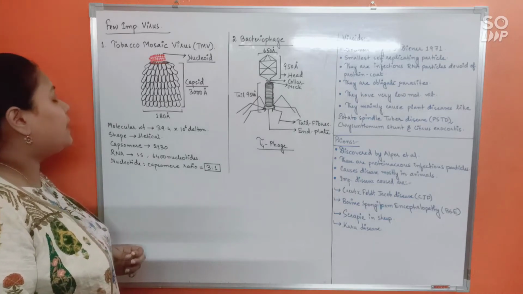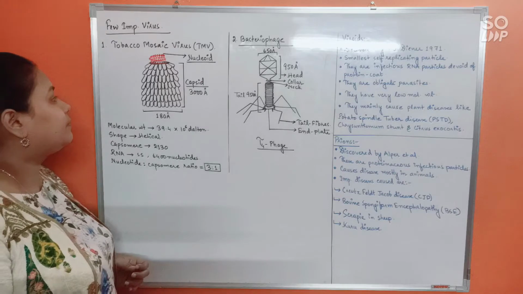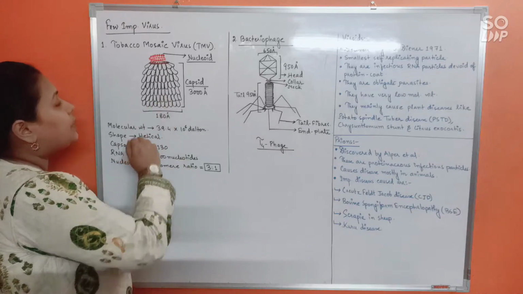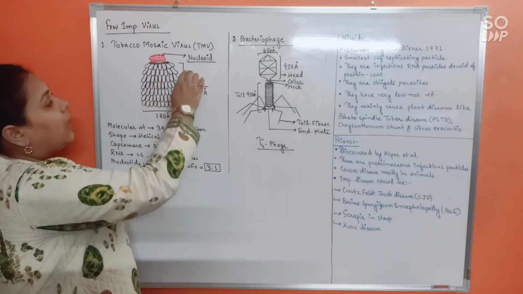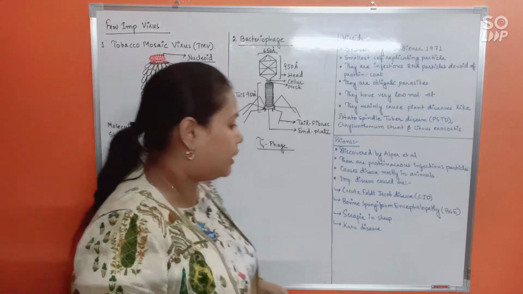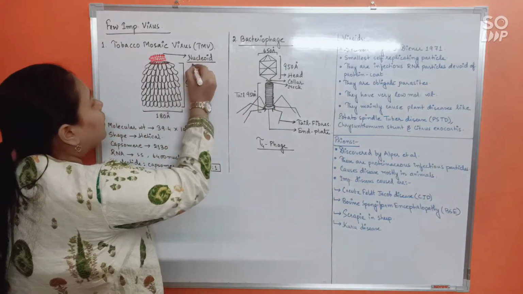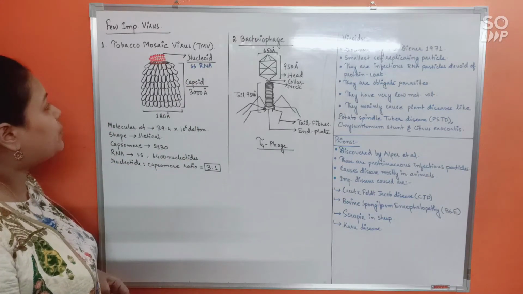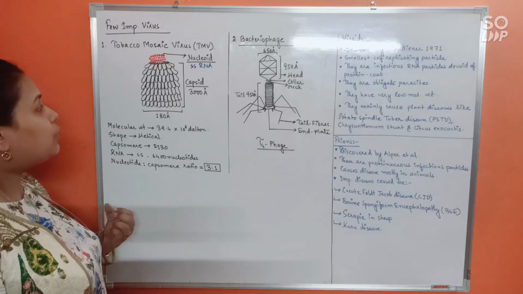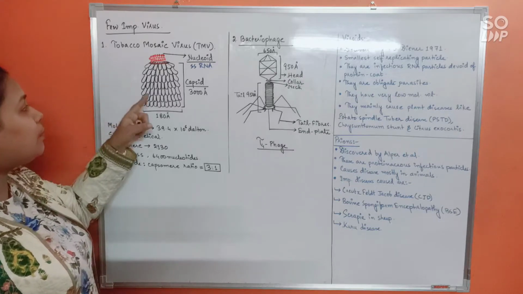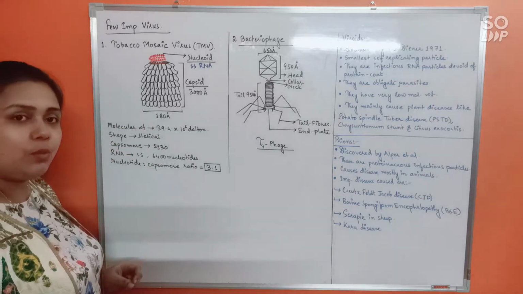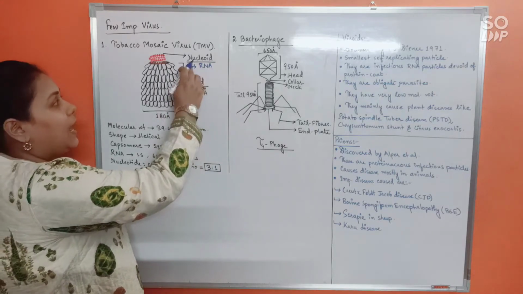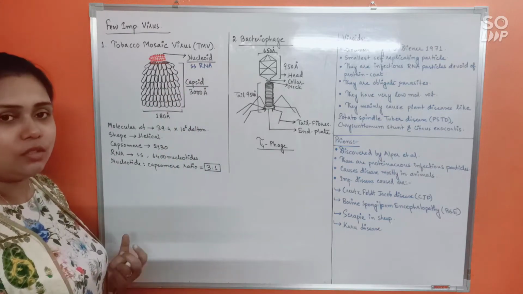Now, next thing is that the virus inside the capsid consists of a nucleoid, and the nucleoid's nature is single-stranded RNA. Do remember this. So TMV or tobacco mosaic virus consists of a capsid which looks like a bunch of grapes because each small subunit here represents the capsomere, and on the other hand inside the capsid remains single-stranded RNA as the nucleoid, which is the infectious agent. Alright.